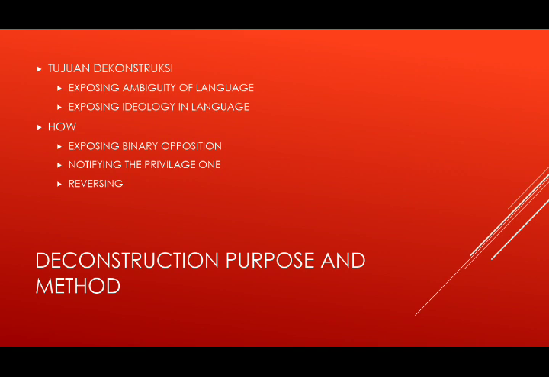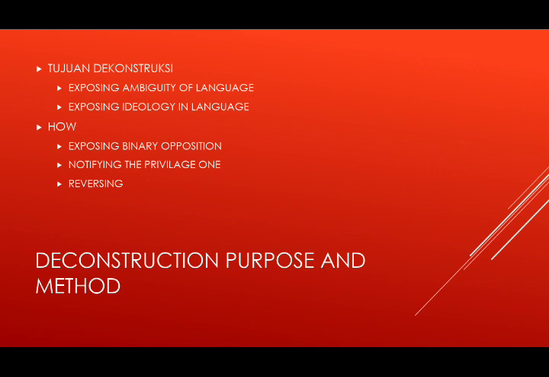Try to expose which from this binary opposition is being privileged and which is being marginalized, which is getting more importance, and which is being trivialized. Okay, and then after you can map which is privileged and which is marginalized, you try to reverse it. Reversing here is done by finding the complexity of that binary opposition.